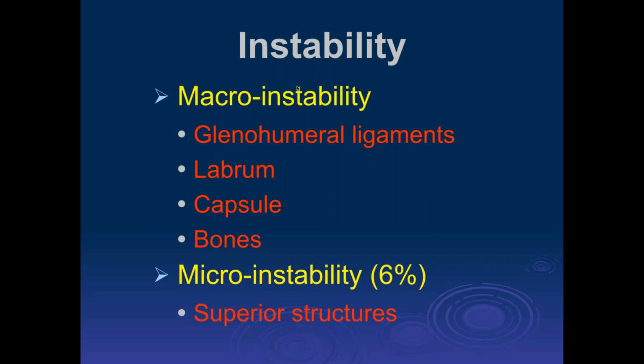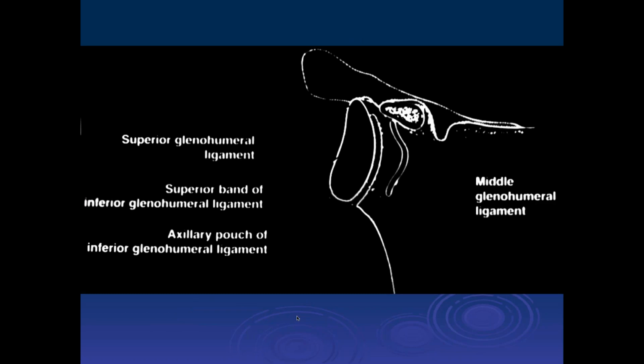The macro instability typically involves the glenohumeral ligaments, tears of the labrum and the capsule, and bony changes that we'll talk about. Micro instability is a term that was kind of made popular by an orthopedic surgeon down in Orange County, and it really involves injury to the superior structures of the shoulder, and we'll talk about that a little bit too.